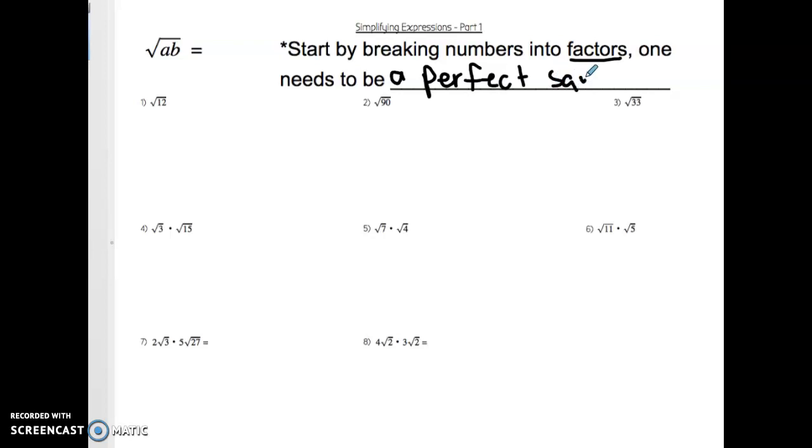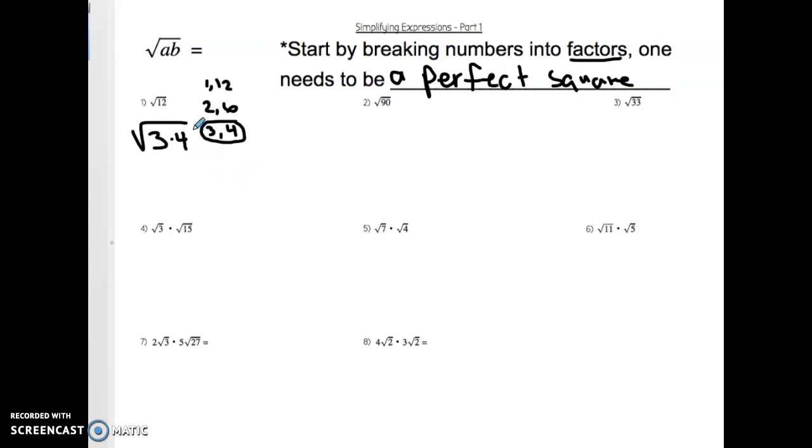When we're looking for things that are perfect squares, we need to think, okay, what number could I multiply by to get to there? And one of them is a perfect square. So for example, 12. We could do 1 times 12. Are either of those perfect squares? Well, 1 is, but that's not going to help me simplify that. So then I'm going to go 2 times 6. Neither of those are perfect squares. 3 times 4. Okay, 4 is a perfect square. So we're going to break the square root of 12 into the square root of 3 times 4.